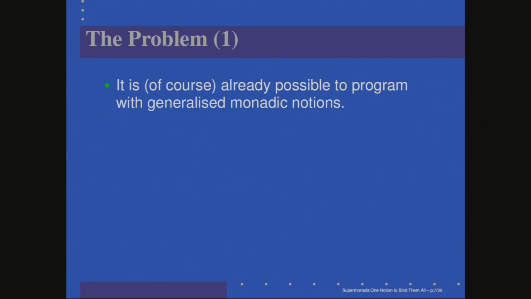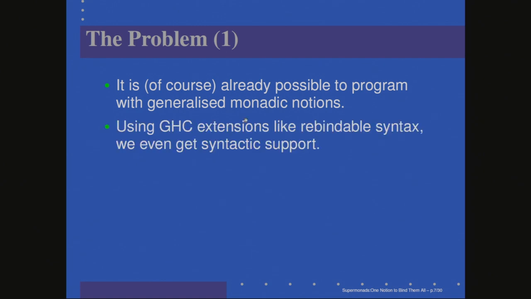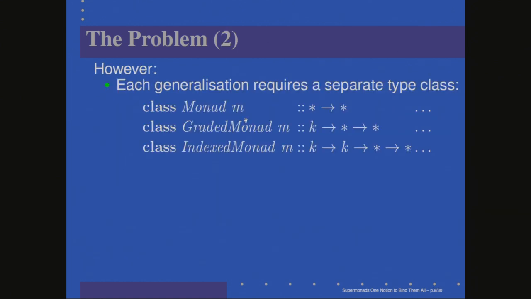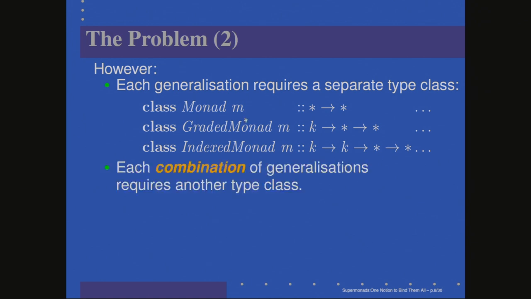So that's okay, but you can even use something like GHC's abandonable syntax to use the do notation for your new things if you want to. So that's cool as well. But of course, each generalization comes with its own type class. It's a bit different from the standard type class and a bit different from each other. And that has a lot of consequences.